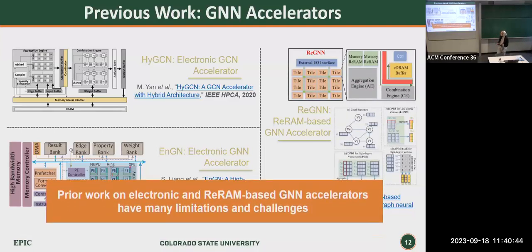Nevertheless, all these prior works on electronic and ReRAM-based GNN accelerators have many limitations and challenges. If you remember, we talked about the limitations with Moore's law and Dennard scaling, and also with ReRAM cells, there are a number of unique challenges such as high write energy and latencies.